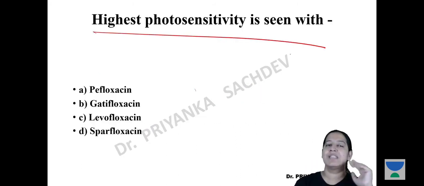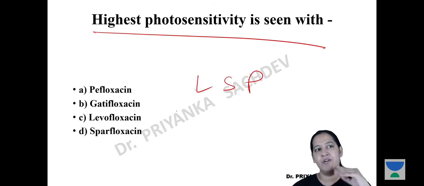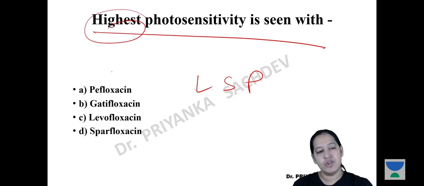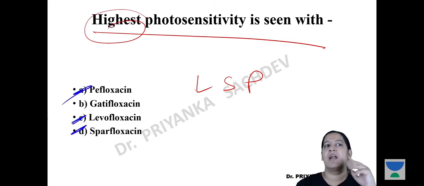Highest photosensitivity. I have told you the order also. Photosensitivity का LSP was the order, I guess. Highest पूछ रही हूँ मैं. 3 options are correct. तो L भी कराता है, S भी कराता है, P भी कराता है. ये तीनों photosensitivity कराते हैं. But question में highest पूछा है. तो highest है तो I will go with L.